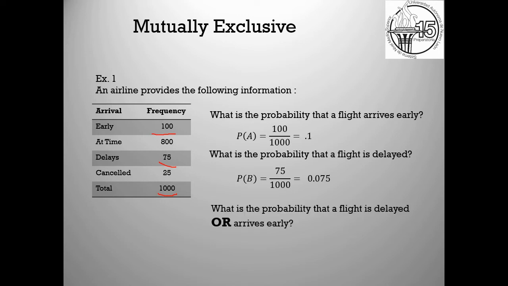Now, what is the probability that the flight is delayed or arrives early? That will be the probability of A or B, and we are going to add the probability for each event. In this case, the flights have nothing in common. The flight could be early, could be on time, could be delayed, or could be canceled. There is nothing in common in this chart. So we just add the probability for all the events.